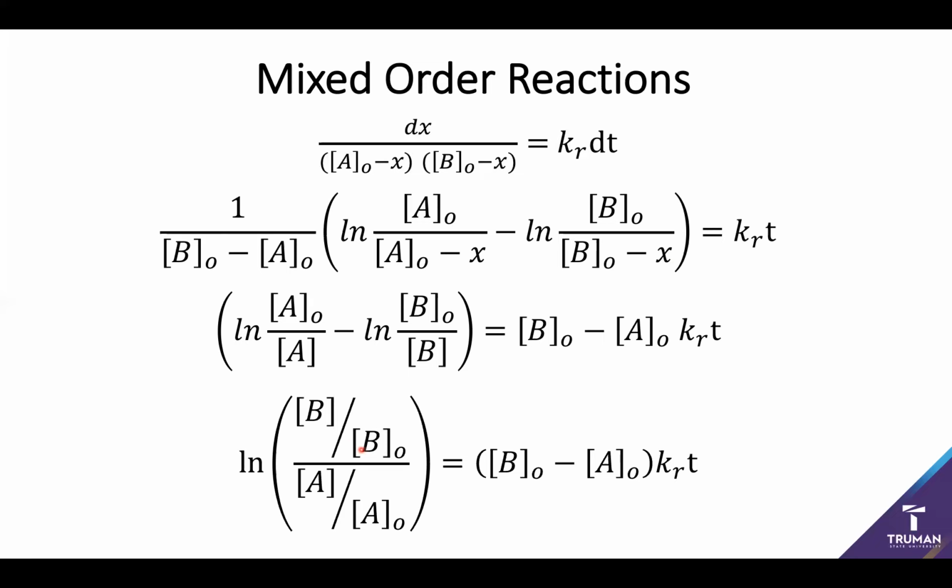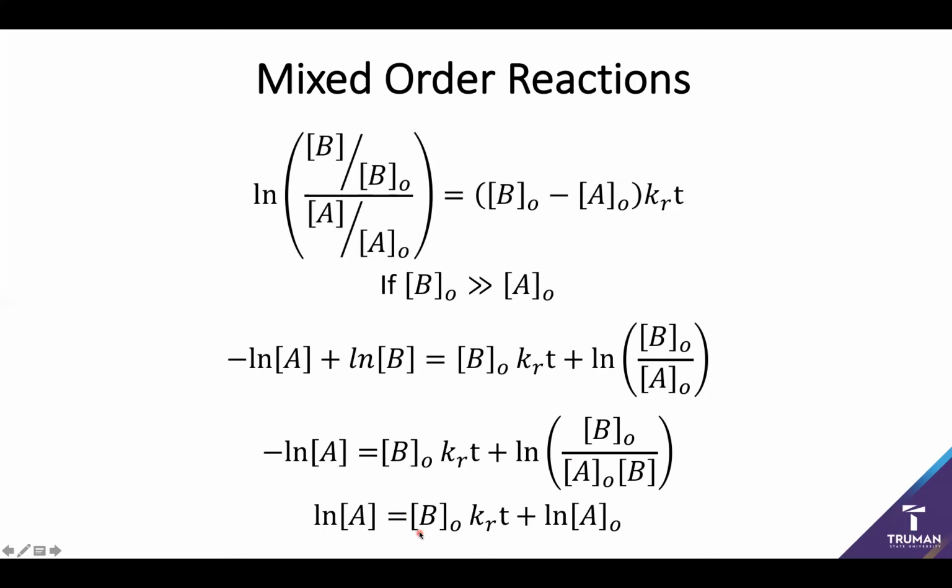But here we can make another fun assumption. Because the initial concentration of B is so much greater than the initial concentration of A, it really won't change with time, which means that B is pretty much the same as B naught. So it's going to go ahead and disappear from here. So when I do this, what I'm going to end up leaving behind, and I do apologize, this should have been a negative here, what I'm going to end up leaving behind is natural log of A equals the negative concentration of B naught times k times t plus ln of A naught.